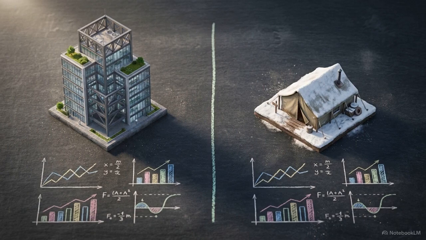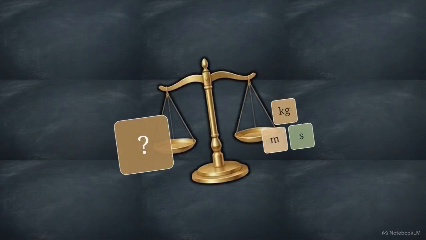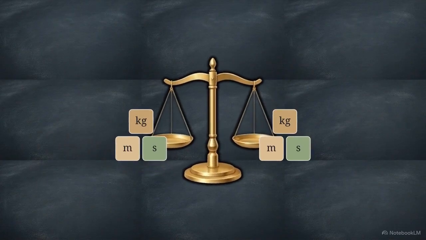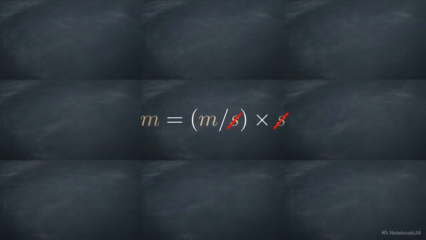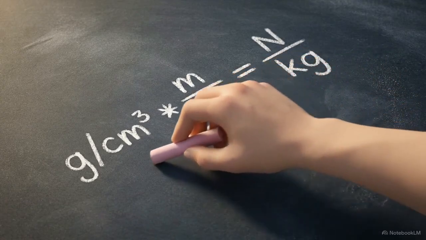To verify that a scientific equation is logically sound, researchers use a mathematical check called unit analysis. The core principle is balance. Both sides of any valid equation must eventually break down into the same fundamental units. Consider the equation for distance, s equals v times t. By breaking this down into units, the seconds cancel each other out, leaving meters on both sides. The equation is balanced and valid. Unit analysis ensures our mathematical models align with the physical world.